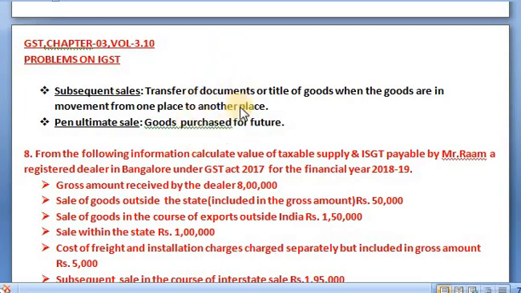Those should not be considered for the calculation of transaction value or the assessable value or the taxable supply or value. We will be going for considering only the transaction which is related to our current supply. Okay. So next let us go with the problem.